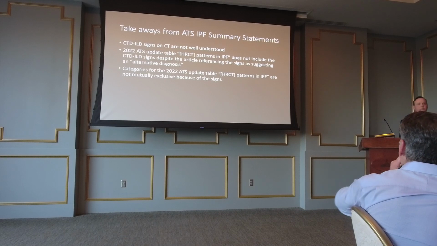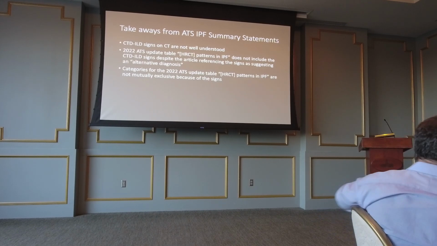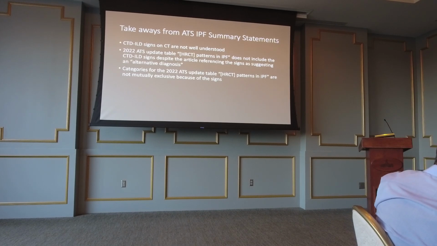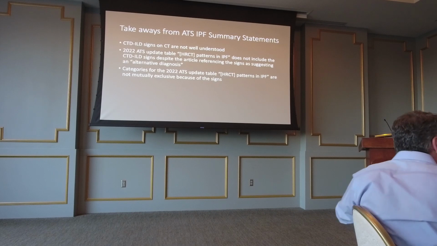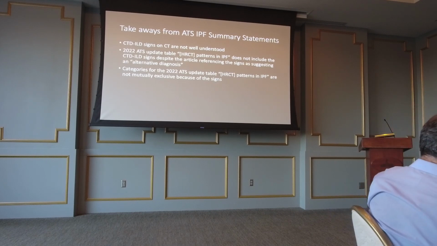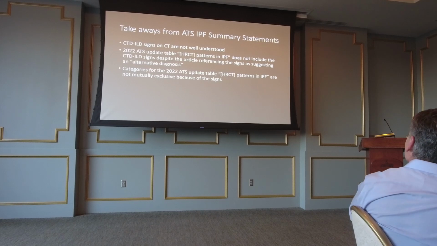So my take-home lessons from all that are, one, the CTD-ILD patterns are not well understood. And their usefulness for the patient is really in the subgroup of applying it appropriately. The second is that the 2022 ATS update, despite showing the images and talking about it, doesn't actually include it in the table. So if you were just going to have a link on your workstation and you were just going to pull up the table and say, okay, based on this criteria, I'm going to put it in this, you wouldn't even consider the CTD-ILD signs. And then finally, the fact that they continue to use these categories that are not mutually exclusive as far as saying something is an alternative diagnosis.